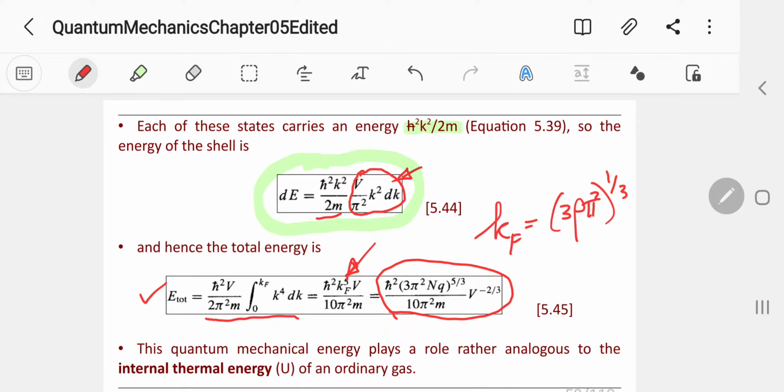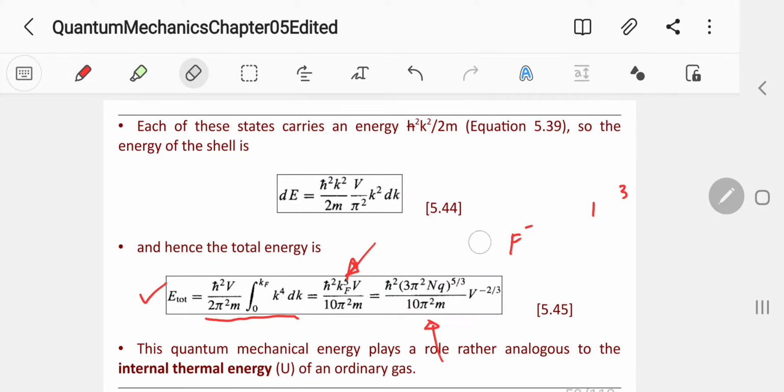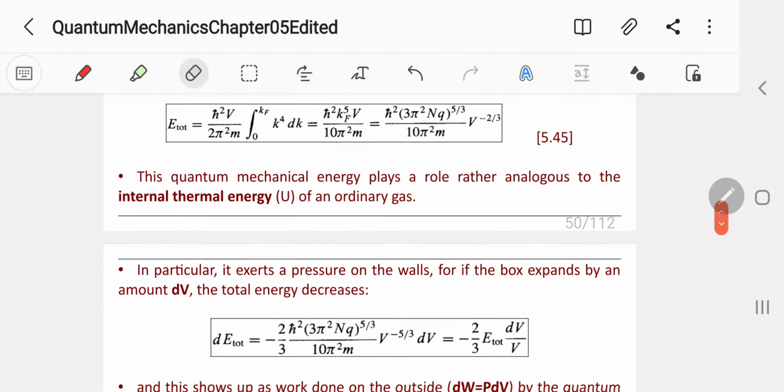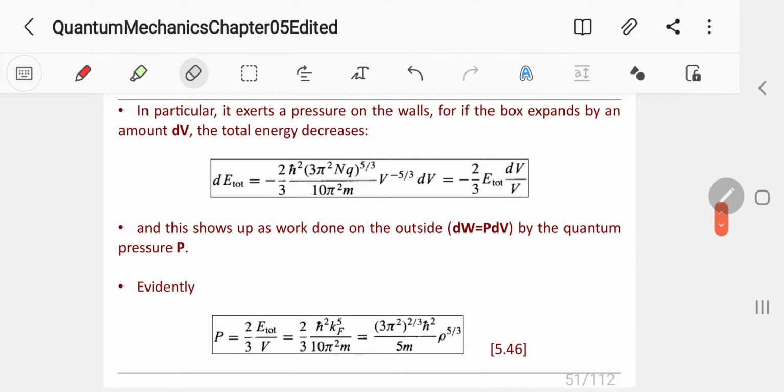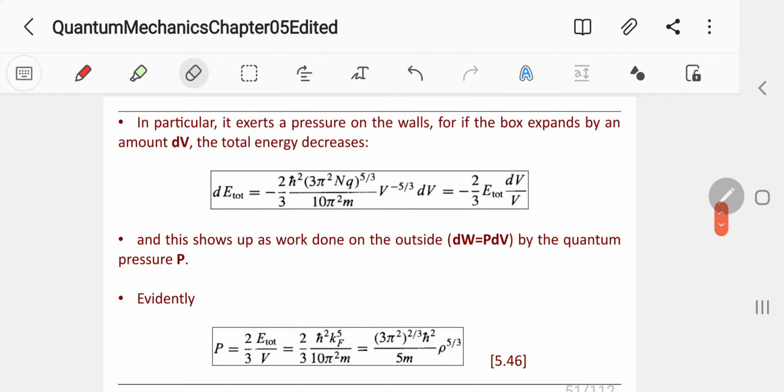This energy is analogous to the internal thermal energy U of an ordinary gas, but here you have a gas of electrons, so you have here this result. It's a quantum mechanical result. In particular, this energy exerts pressure on the walls of the solid.